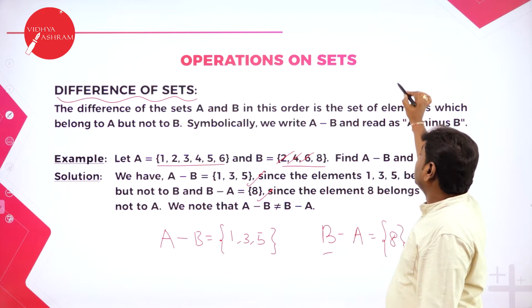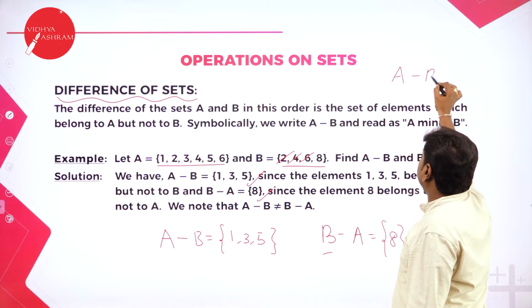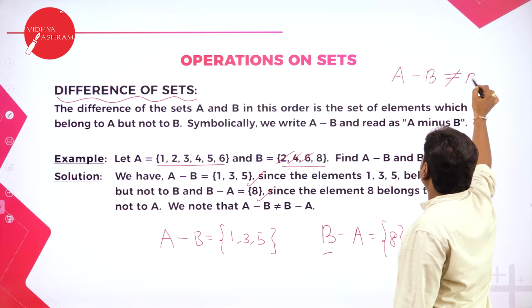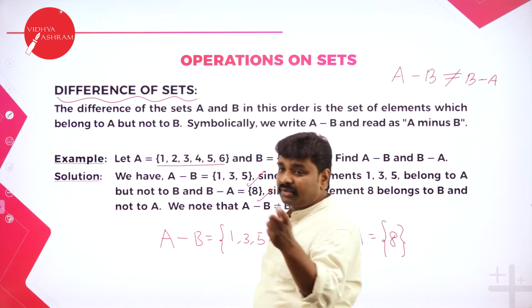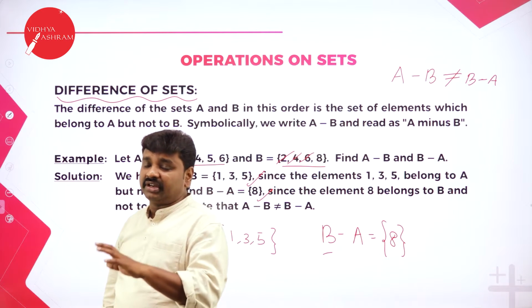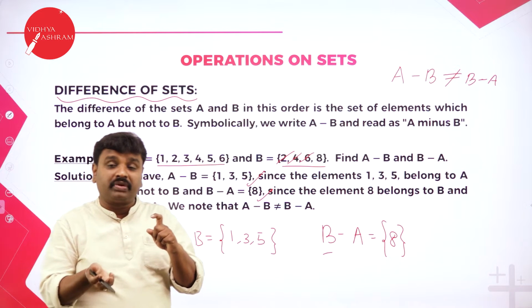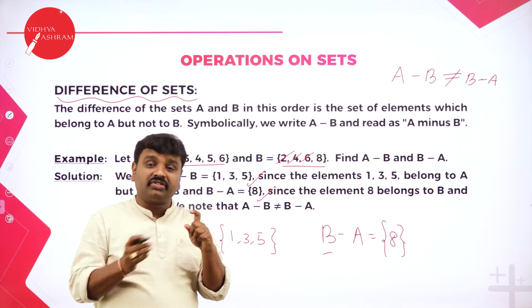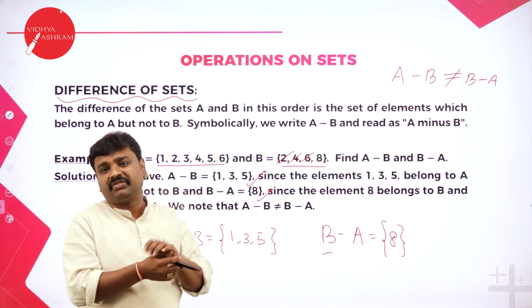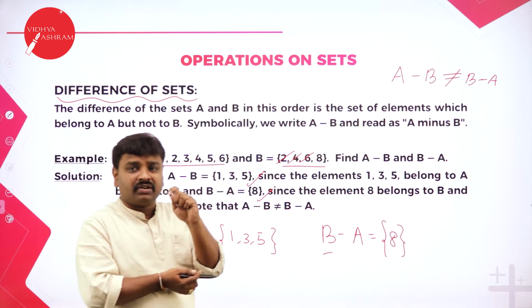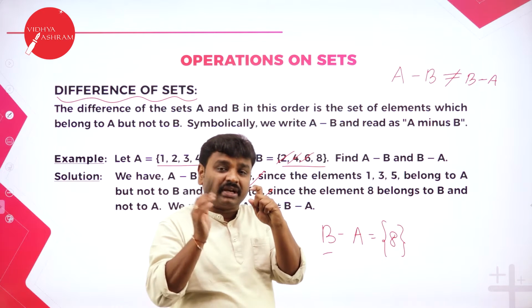And always A minus B is not equal to B minus A. And we call minus as what? Difference. What is the difference of sets? A minus B and B minus A. A minus B means what? Elements obtained after removing the elements of B from A. From A, remove the elements of B and write the remaining elements of A. What is B minus A? From B, remove the elements of A and write the remaining elements of B.